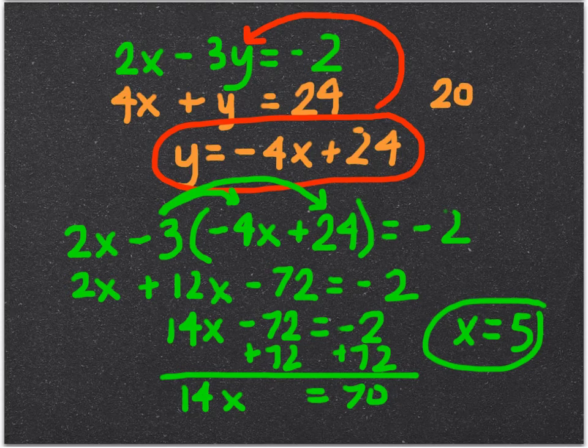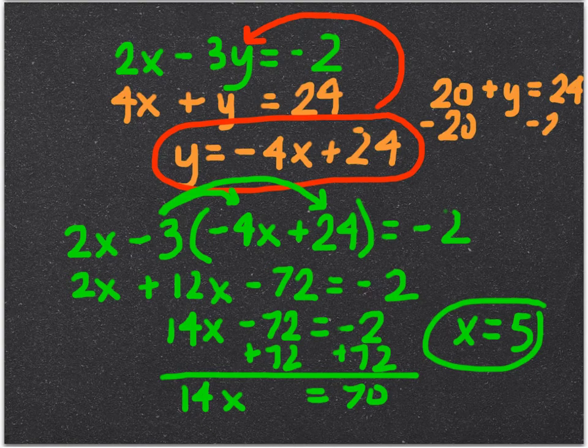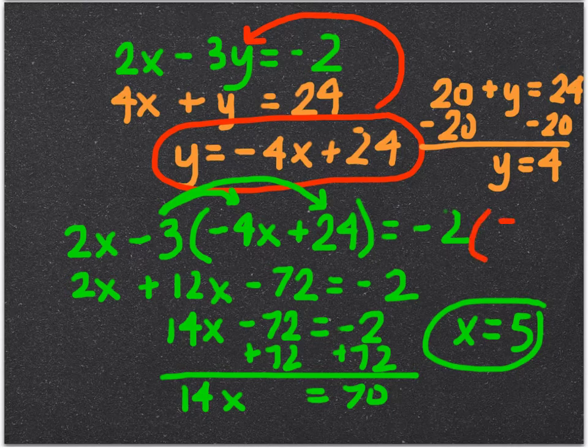I'll write up here since I don't have too much room. 20 plus y equals 24. I'll subtract 20 from each side, and sure enough I'll get that y equals 4. So my final highfalutin answer here is the ordered pair 5 for the x and 4 for the y.